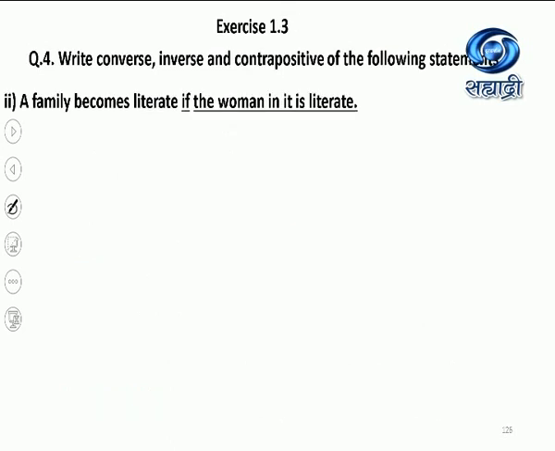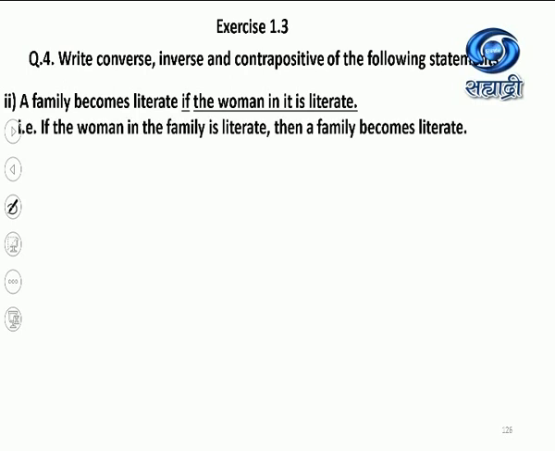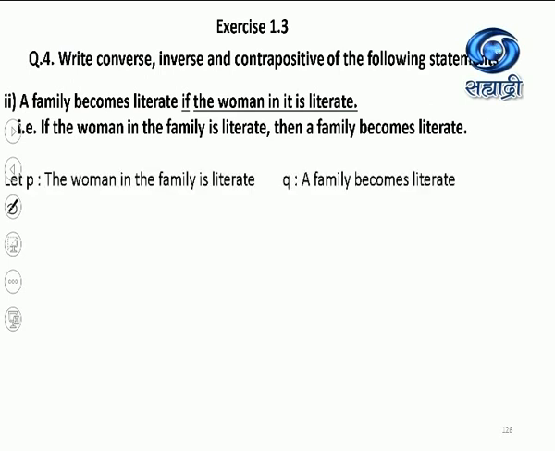A family becomes literate if the woman in it is literate. Rewrite the sentence in P implies Q format. It will be: if the woman in the family is literate, then a family becomes literate. So statement P will be the woman in the family is literate. Q will be a family becomes literate.